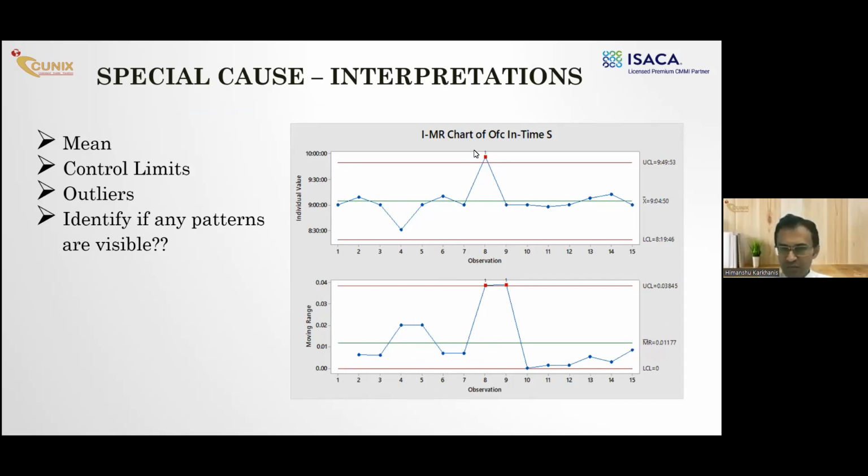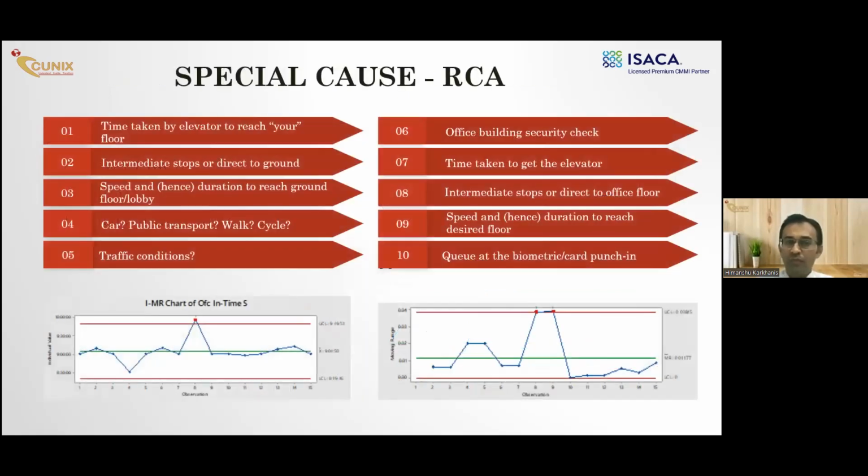Now let's take the same example of this office time and let's talk about this point. Now this means that somebody was very late on at least one of the days, the 8th day of the observation, if I can be specific. Now, what could have happened? Any one of these 10 reasons could be the root cause. What you must now do is a root cause analysis.